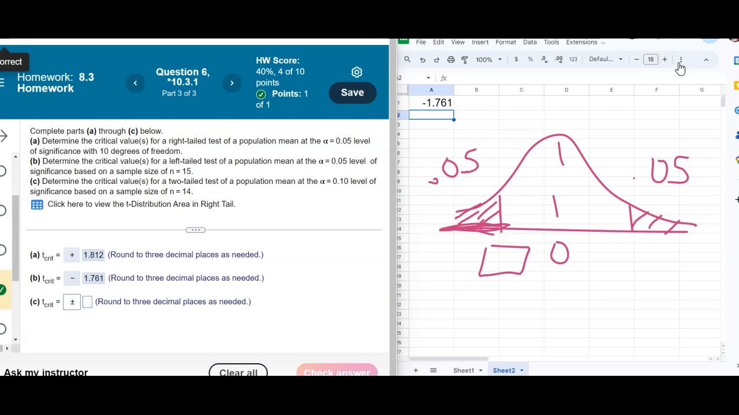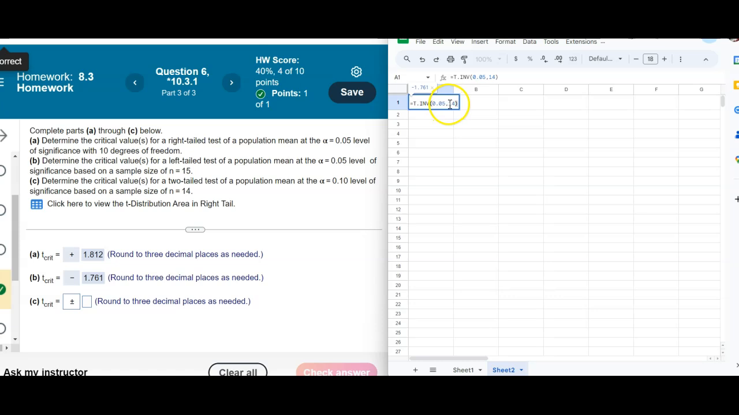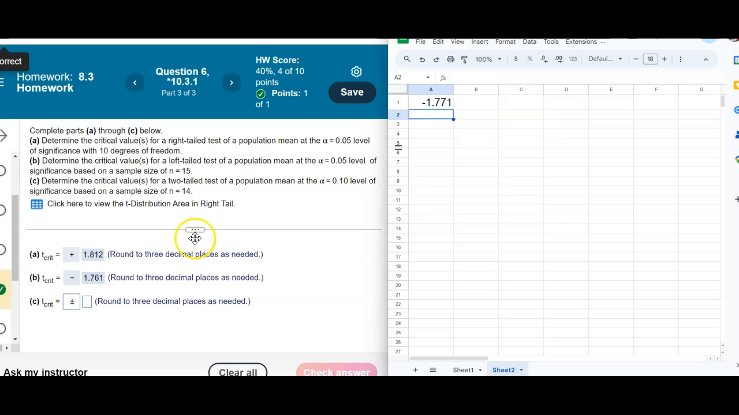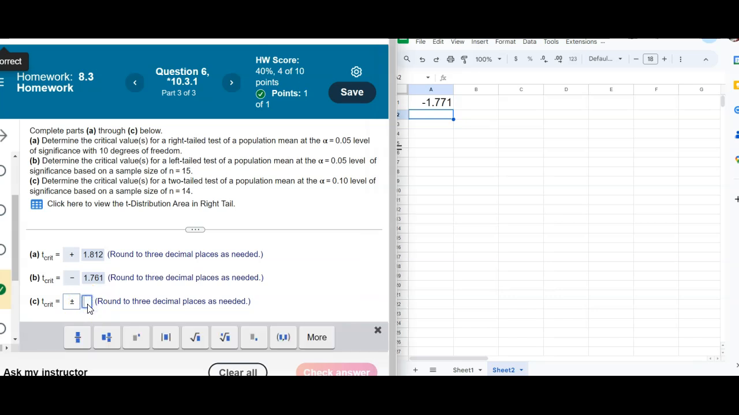So that's going to be 0.05 and then my degrees of freedom. My sample size is 14, so I need to back off 1 again. So 13. There's a negative right there, but I did plus-minus out front so I can just drop the negative off. It's just 1.771.